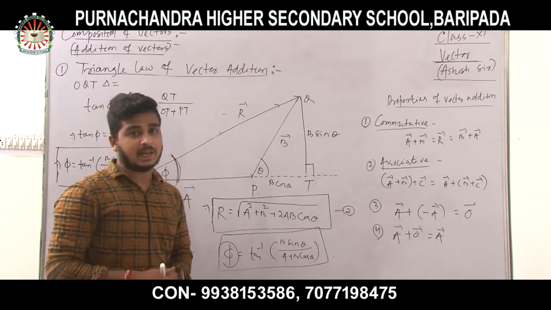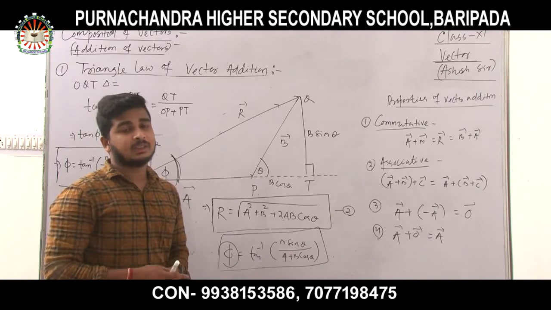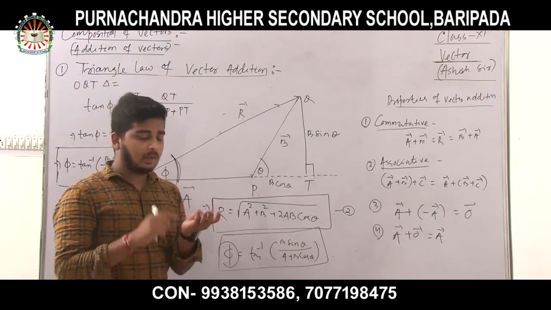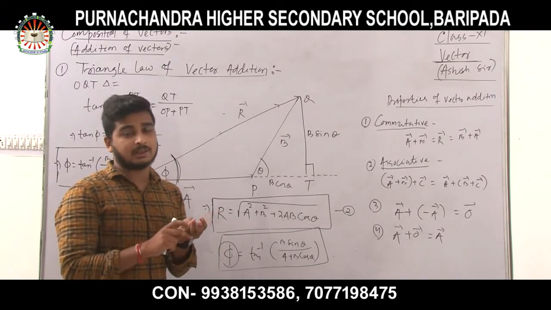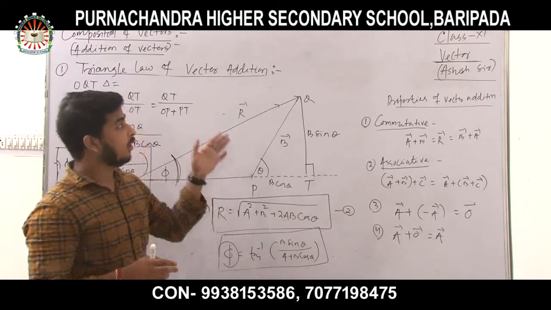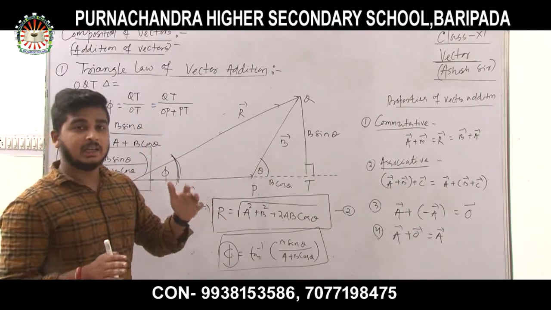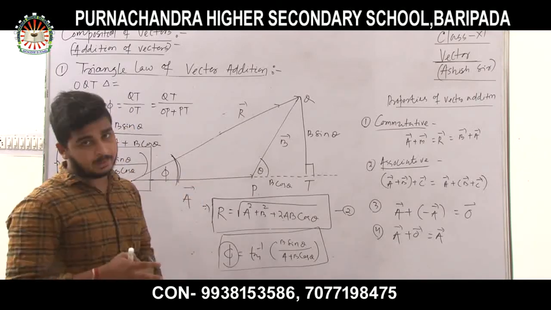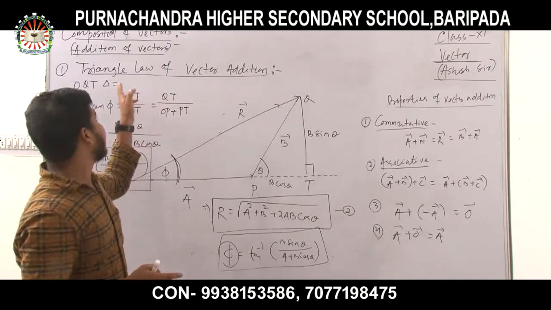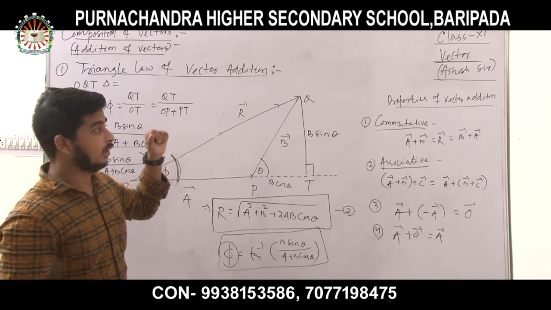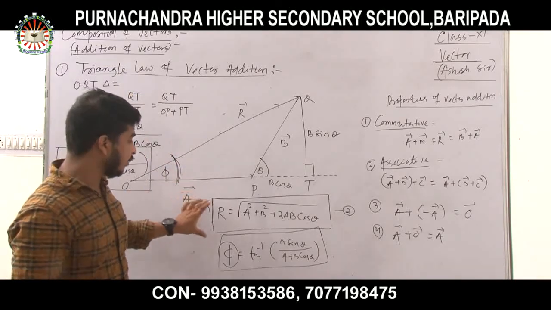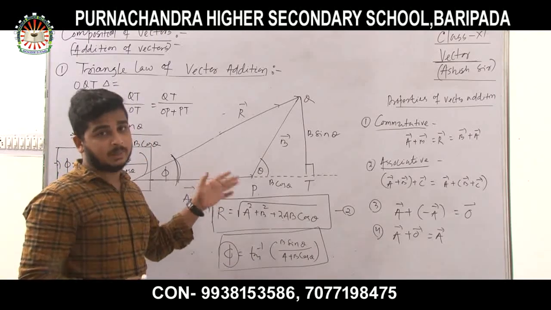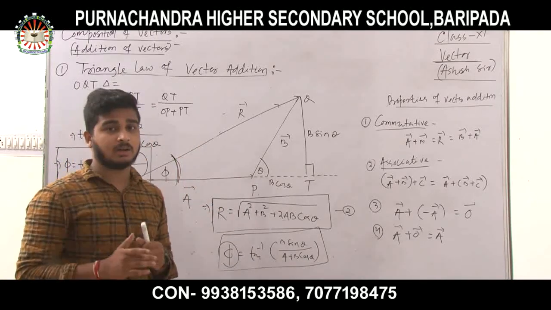So in today's class, we have discussed the types of vector addition and the laws of vector addition, that is triangular vector addition, quadrilateral law and polygonal vector addition, and after that we only discussed triangular vector addition. In triangular vector addition we discussed two types of method. First one is the graphical method and second one is the analytical or mathematical method. In the analytical or mathematical method we found the magnitude as well as the direction of the resultant vector. So this is about the triangle law of vector addition.